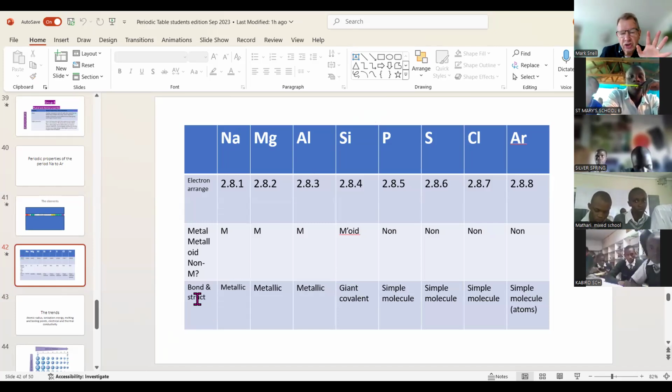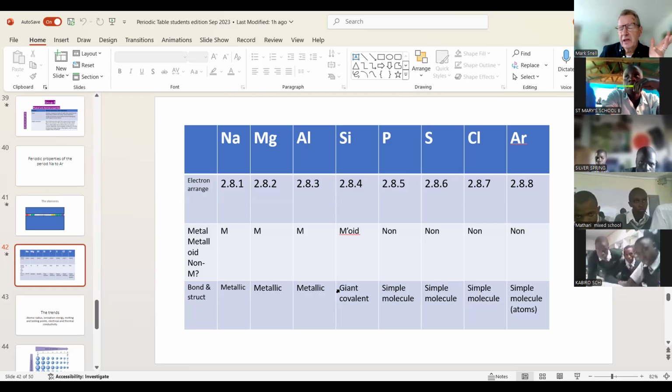The bonding and structure going across, well, the first 3 are all metals. So the bonding is metallic. You probably know about metallic bonding, but I will look at it very briefly. Then we have a giant covalent. Silicon is exactly the same structure as diamond, but with silicon atoms in there. Then phosphorus, sulfur, chlorine, and argon, and we will come across how they are set up.